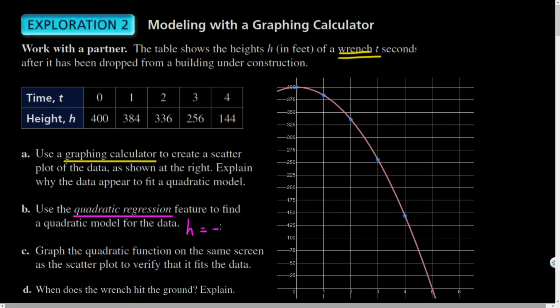H equals negative 16t squared plus 400. And right, we're familiar with that. Because there is no b term, 400 is the y-intercept and the vertex and all of that. So let's graph the quadratic function on the same screen. Did it. Cha-ching. And then the question: when does the wrench hit the ground?